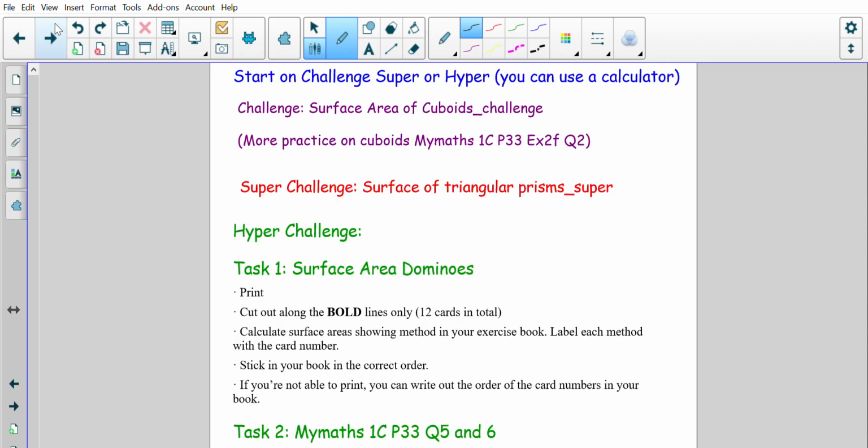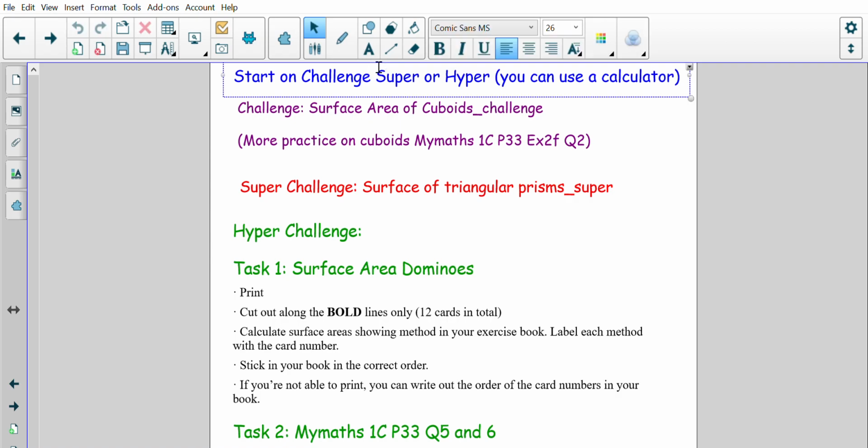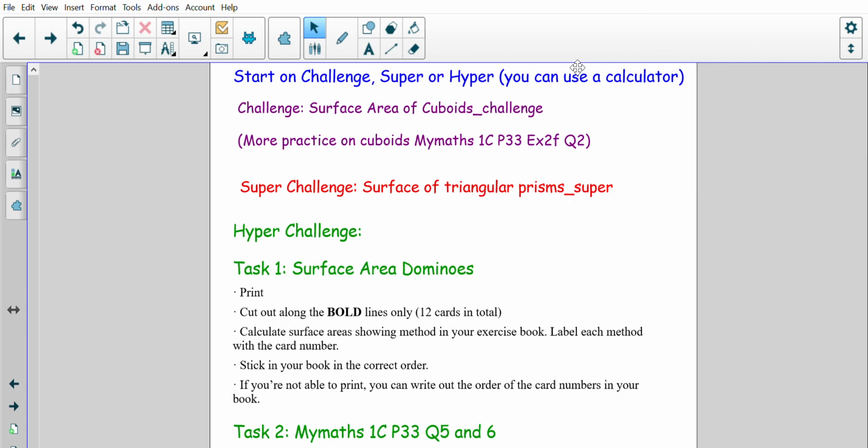Now, the questions are all detailed in assignments, but I will put them up here as well and talk you through them. You can start today on the challenge, the super challenge, or the hyper challenge. You can start on the challenge, the super, or the hyper, and I don't mind you using a calculator today. The challenge is just surface area of cuboids, and you will find the tables are laid out very much like the example we just did.